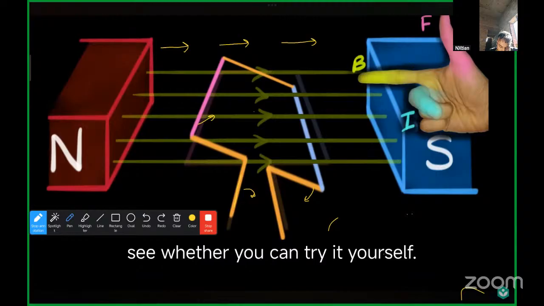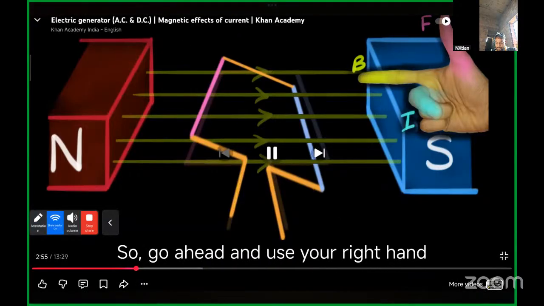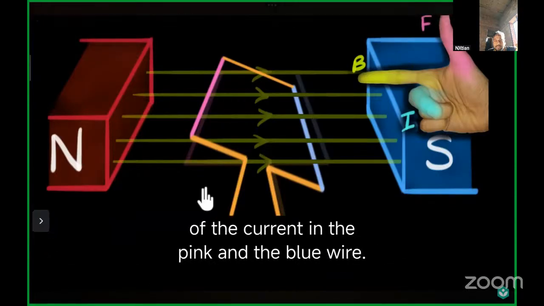So we'll move forward to the next part. Go ahead and use your right hand and see if you can figure out the direction of the current in the pink and the blue wire.